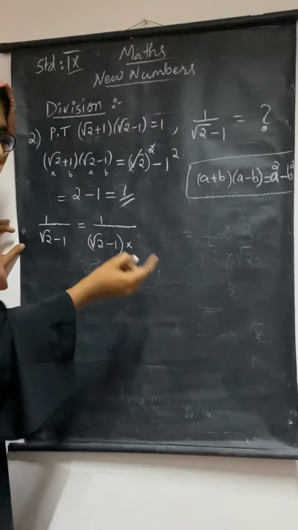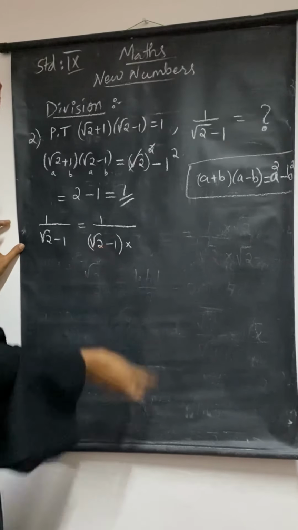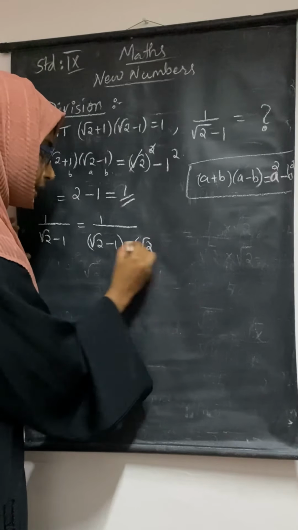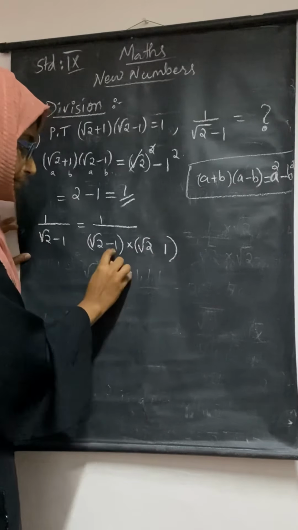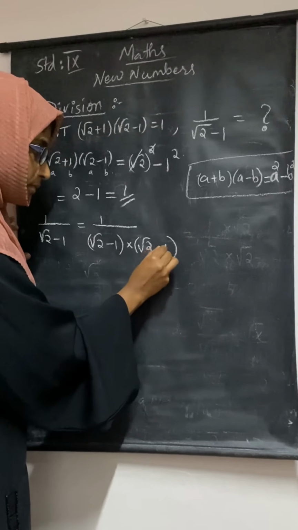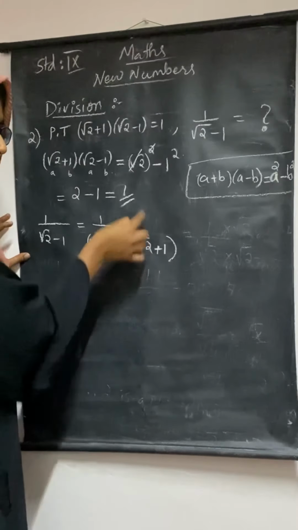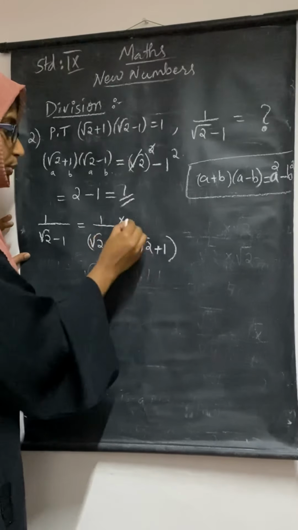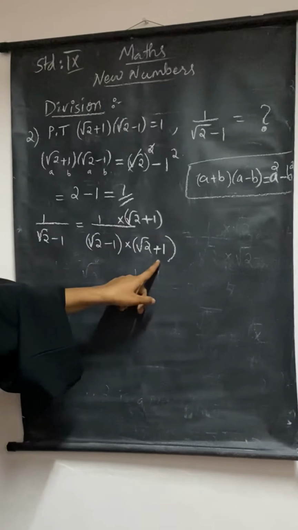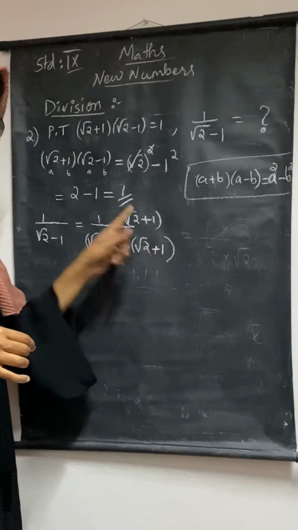So 1 by square root 2 minus 1, same I am doing, but multiplying what? Same number I have to multiply. In the previous problem we saw only one number, but here you can see two numbers with a sign. So whenever this is the case, you have to write the same numbers, root 2 and 1, but because of the sign you have to change the sign. If it is minus, you have to put plus here, and if it is plus, you have to put minus. So you have to multiply up and down. So here also I'm going to multiply square root 2 plus 1.